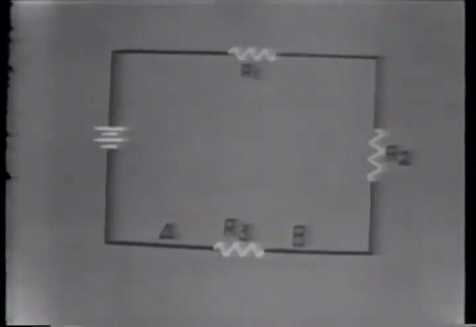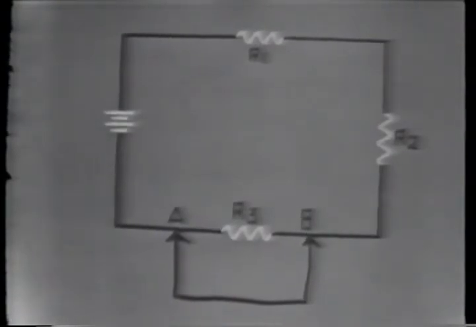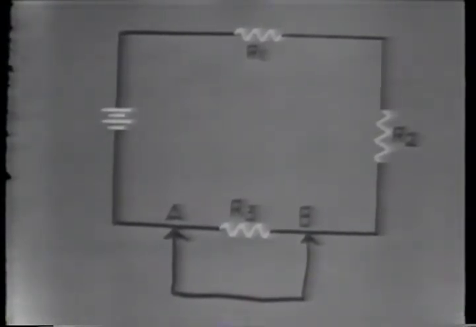In this circuit, I have 3 resistors connected in series. If I short out one of them, the current will increase. With this short across R3, it's no longer in the circuit, and the total resistance is made up of R1 and R2, which is less than all three resistors combined. This accounts for the increase in total current.